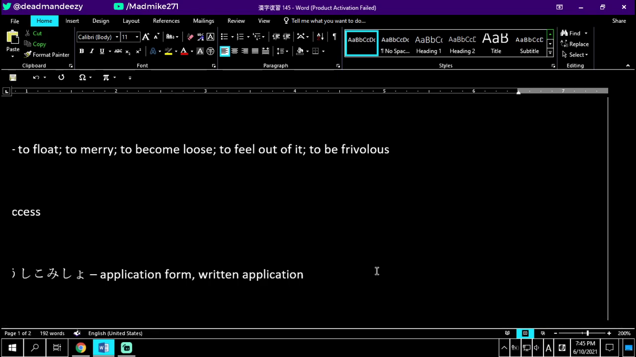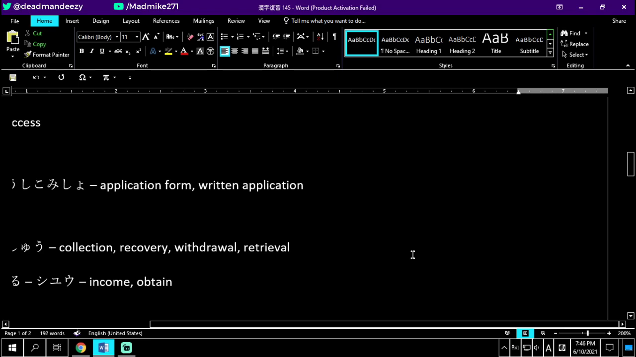An application form or a written application is a moshikomi, to include something. Moshikomi-sho. Application. An actual form of paper. Moshikomi-sho.